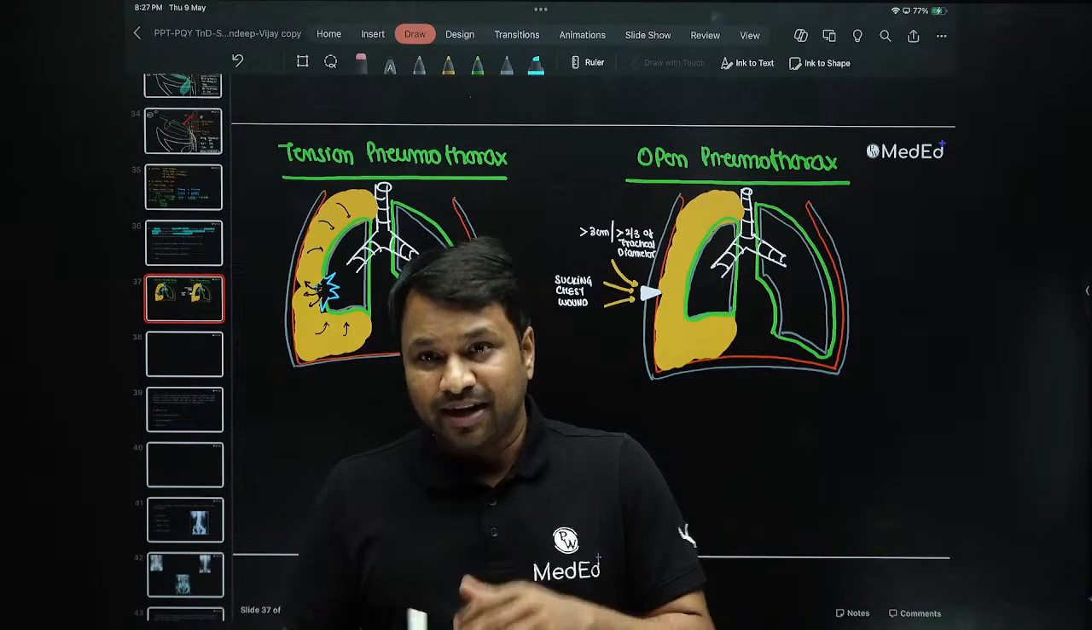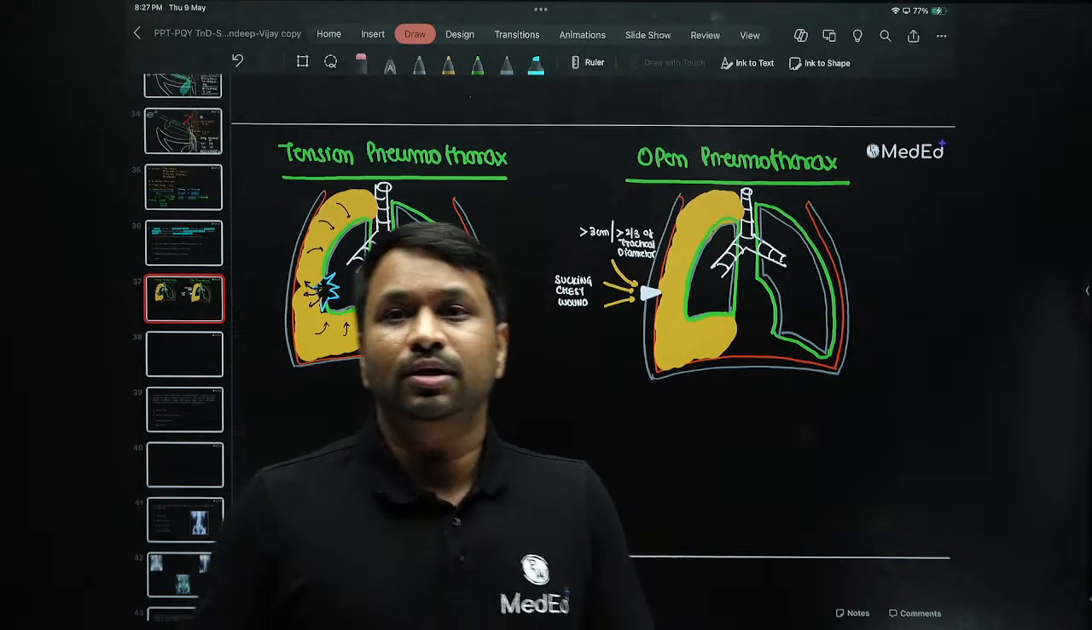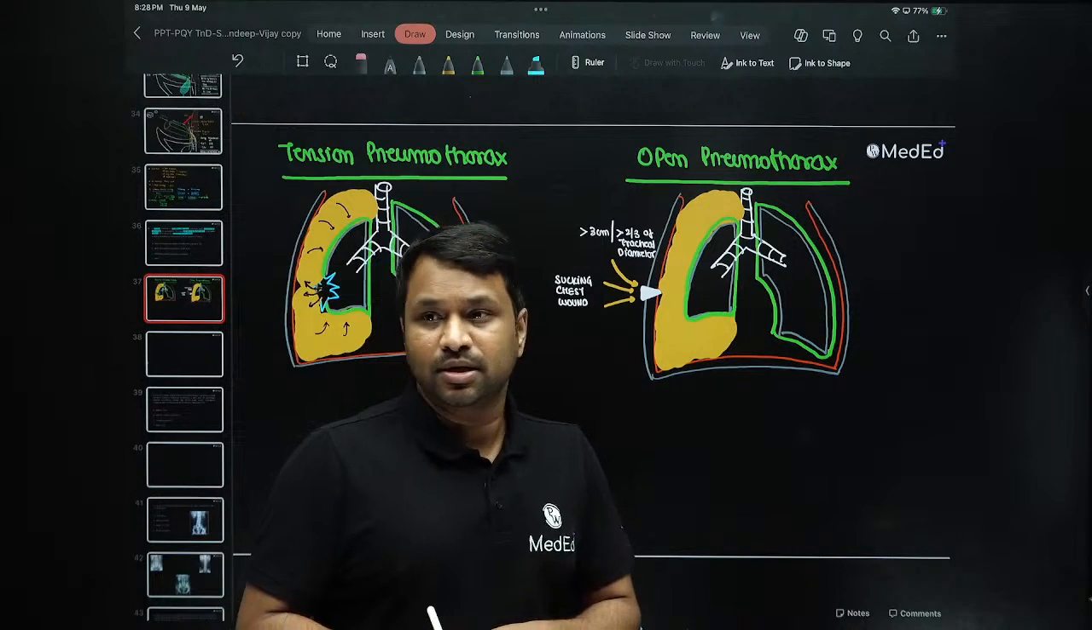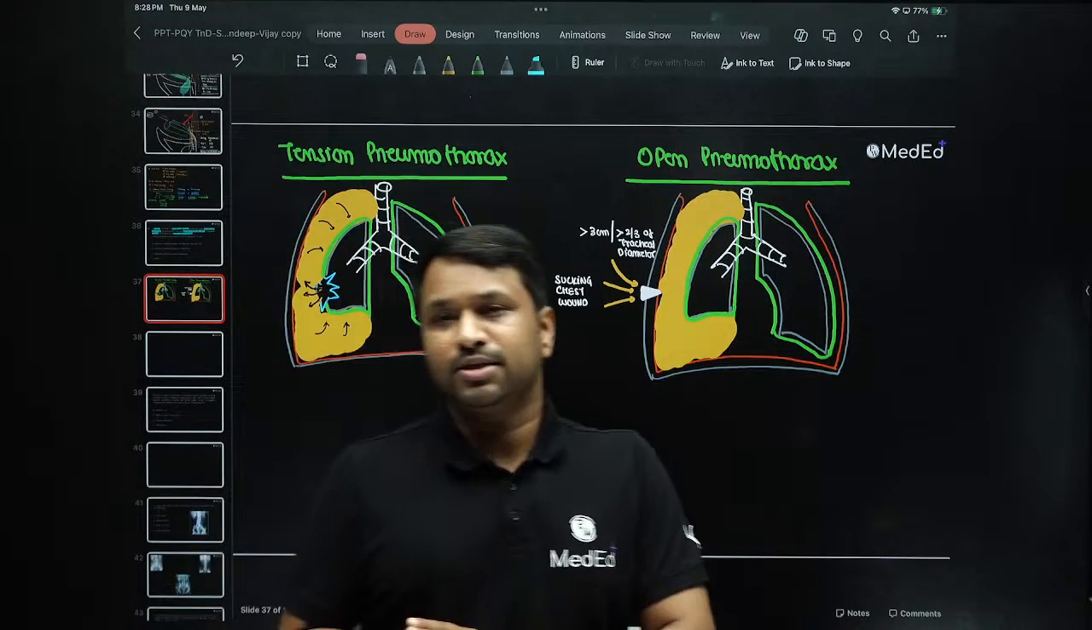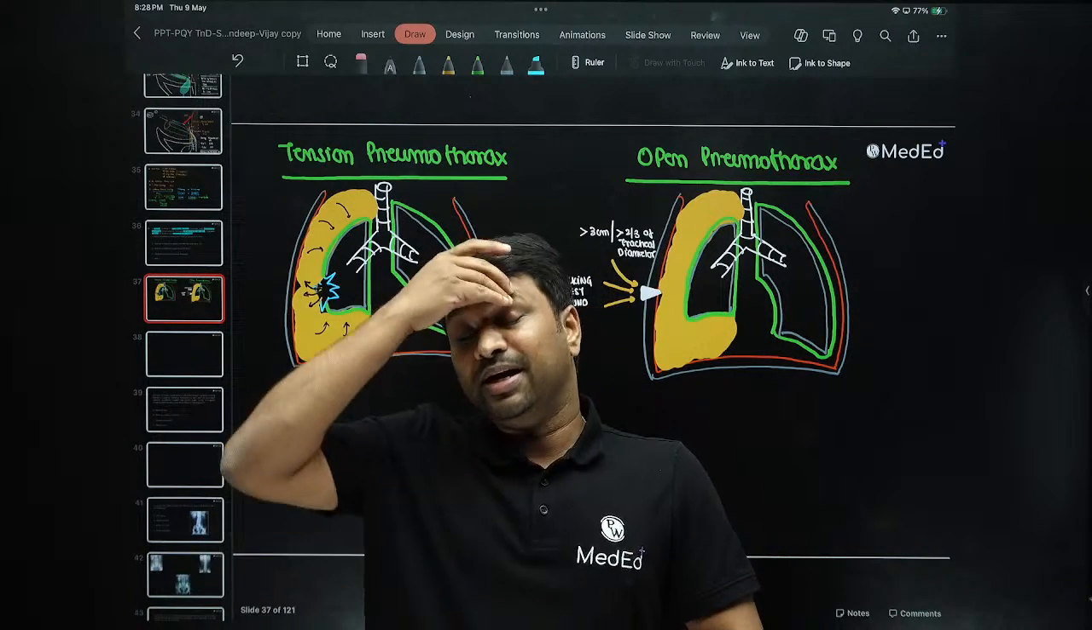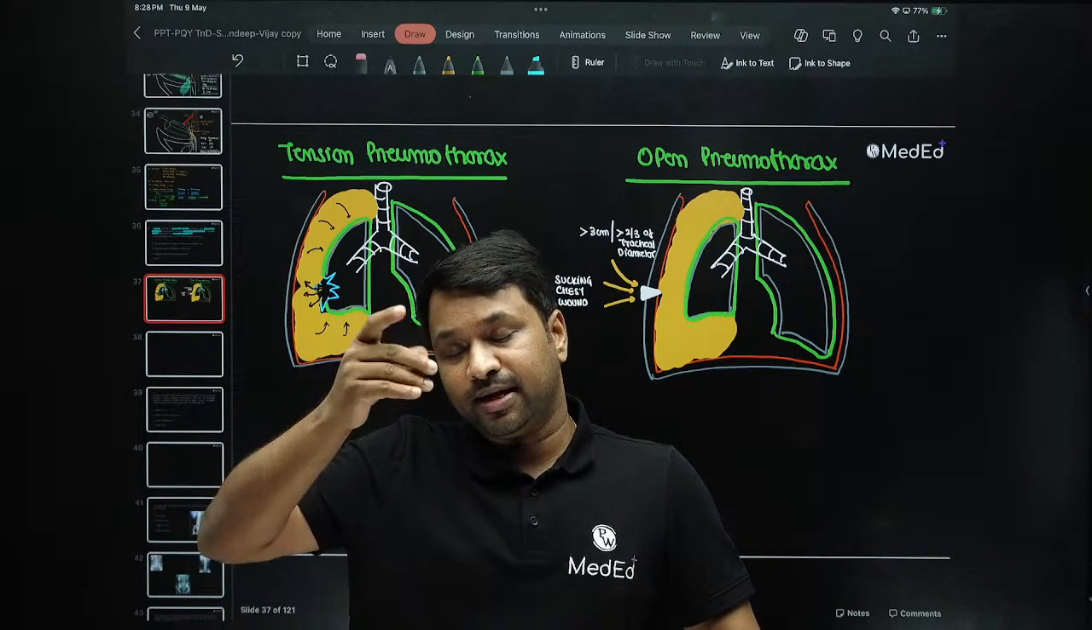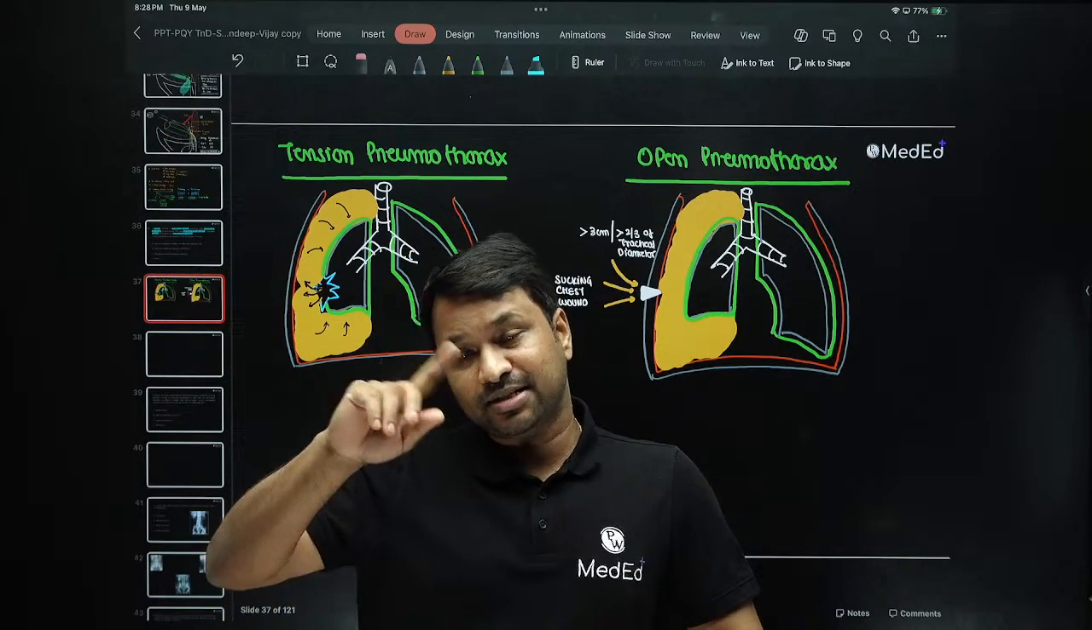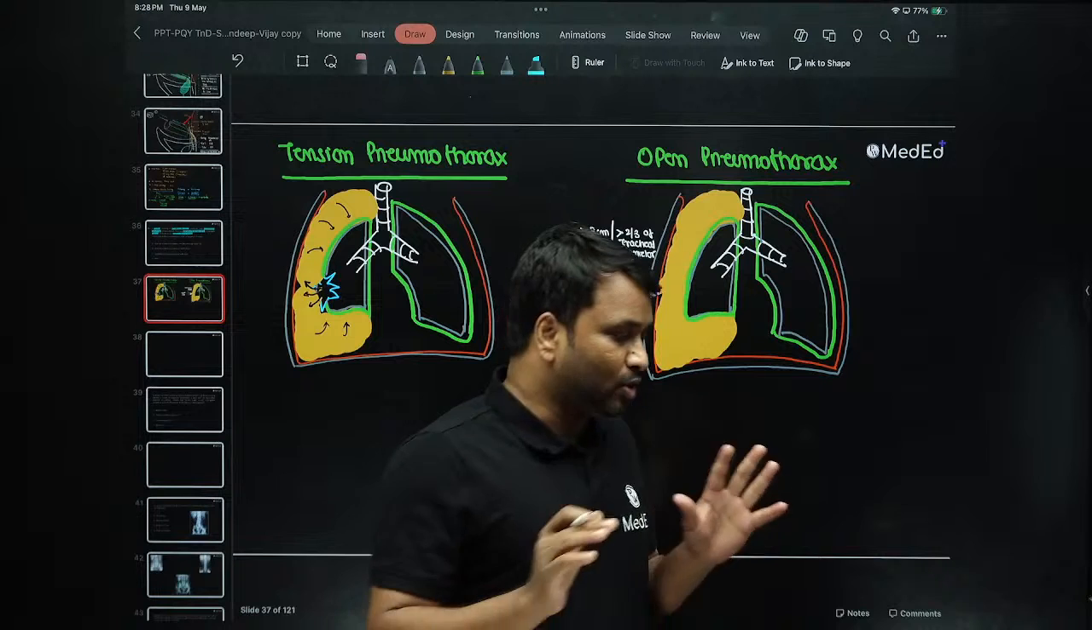Now, in that context, remember tension pneumothorax, but a pleurodesis is done when there's a constant air leak. We'll talk about it. Now, in tension pneumothorax, the air is leaking within. In open pneumothorax, air is coming from the external environment. This is the concept that you remember.